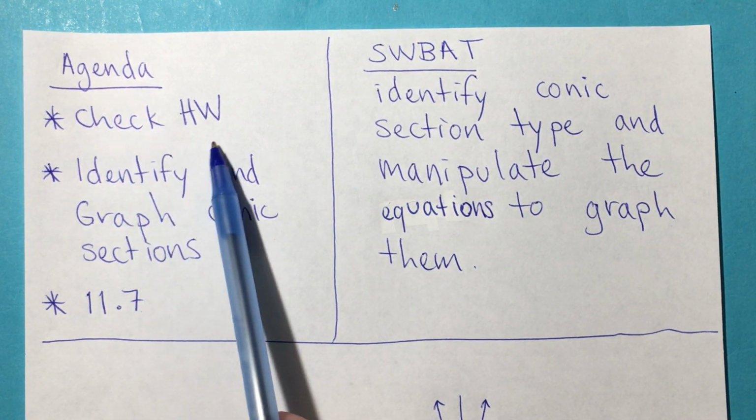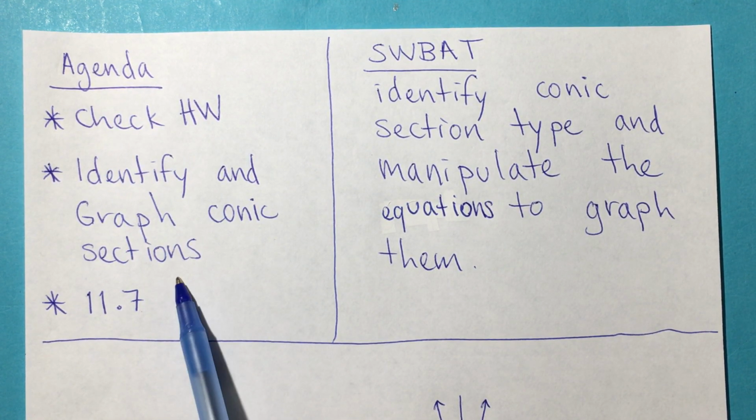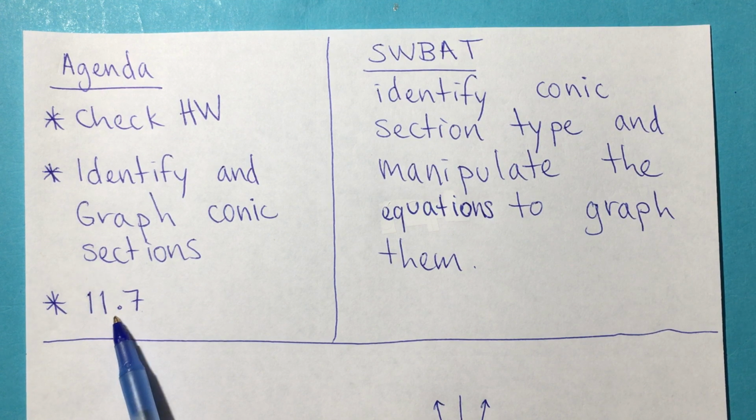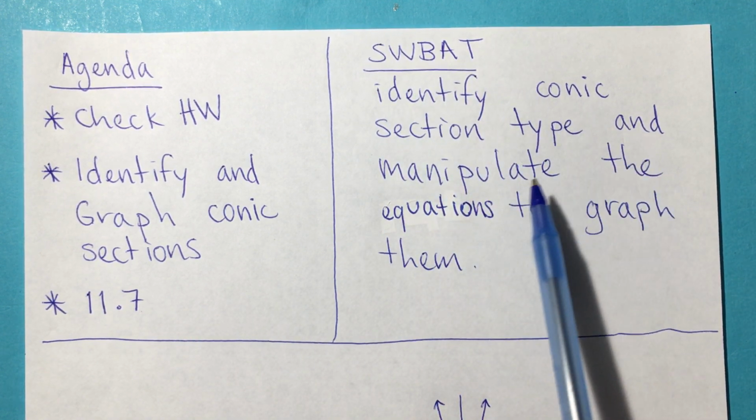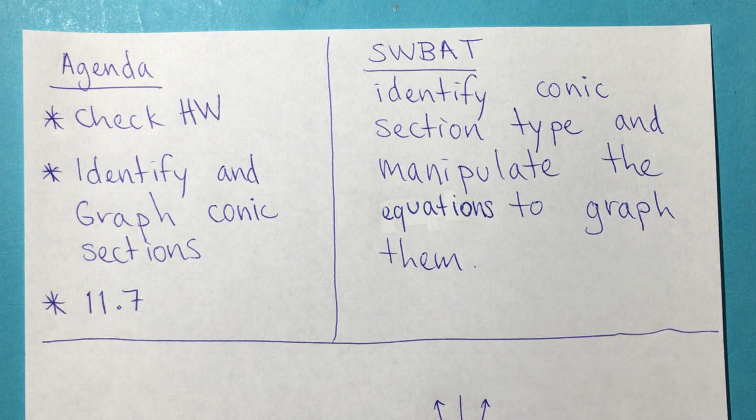Students, today's agenda is to check homework. We'll be identifying and graphing conic sections, and you will be able to do 11.7. Today, students will be able to identify conic section type and manipulate the equations to graph them. But what are conic sections?